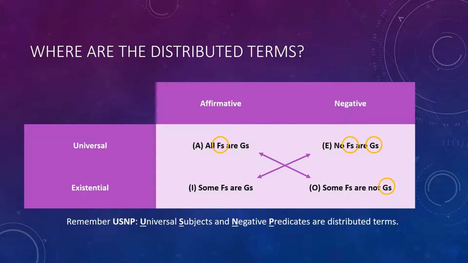So first, let's look at the A and the O sentence. In the A sentence, the subject's distributed, but the predicate isn't. In the O sentence, it's the opposite. The predicate's distributed, but the subject isn't. Likewise, if we look at the E and I sentences, in the E sentence, both terms are distributed, but in the I sentence, neither term is distributed.